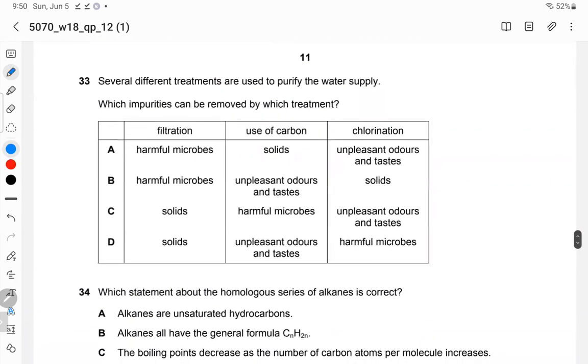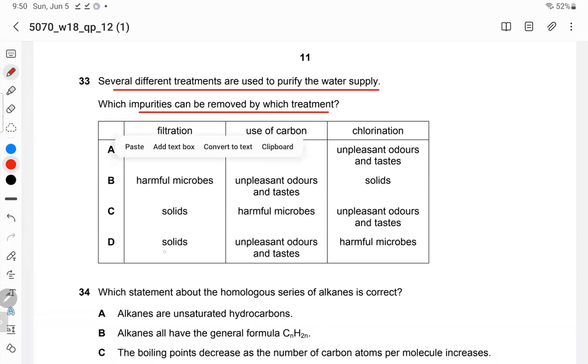Now, question number 33. Several different treatments are used to purify the water supply. Which impurities can be removed by which treatment? Filtration is to remove solids. Use of carbon is to remove unpleasant odor. So we are left with dechlorination, which is used to remove harmful microbes.